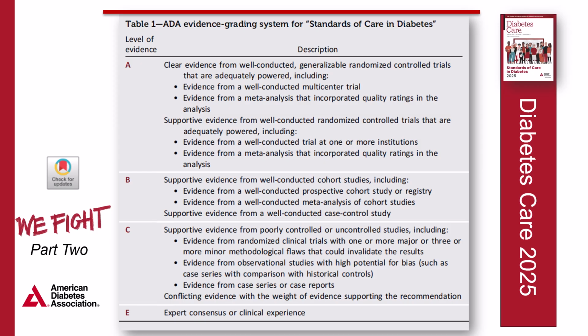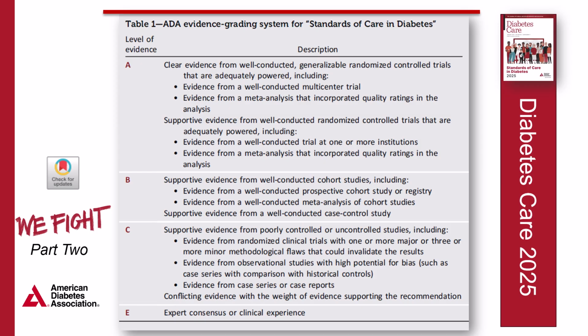Level of Evidence B. Supportive evidence from well-conducted cohort studies, including evidence from a well-conducted prospective cohort study or registry, evidence from a well-conducted meta-analysis of cohort studies, supportive evidence from a well-conducted case control study.